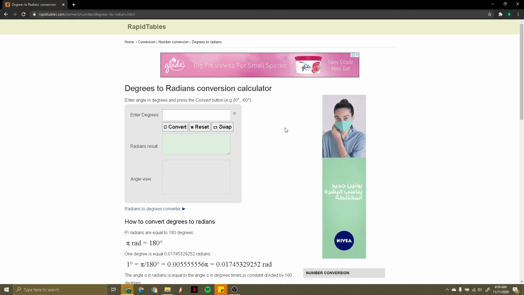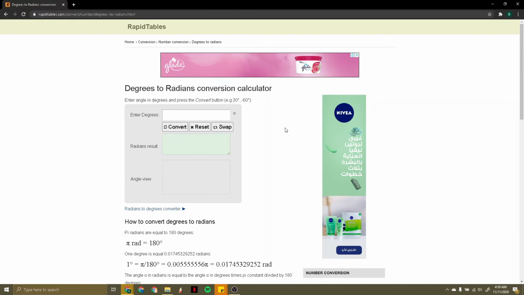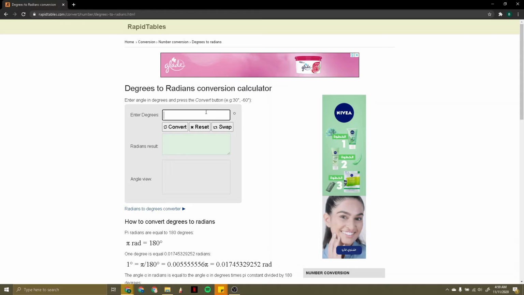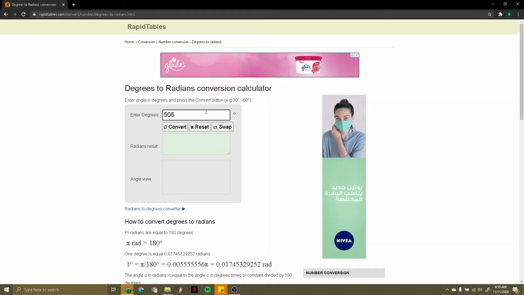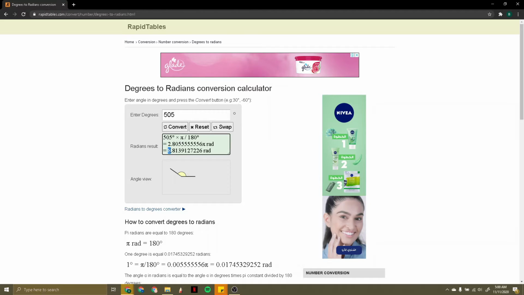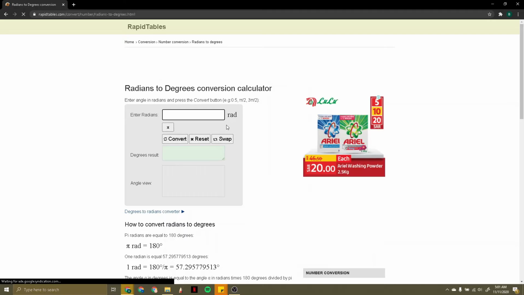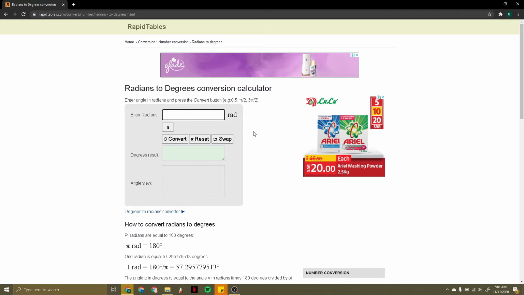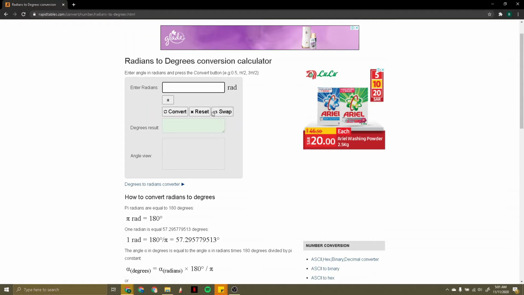Okay, so let's start with examples. Example number 1. Let's say 505 degrees. Let's convert it, and you'll see the solution on how to convert 505 degrees. Your final answer will be 9 radians. Okay, let's swap it up, and then we're going to be converting radians to degrees. As you can see, you'll see a pi. Yes, this is actually helpful for you if you have a radian with a pi.